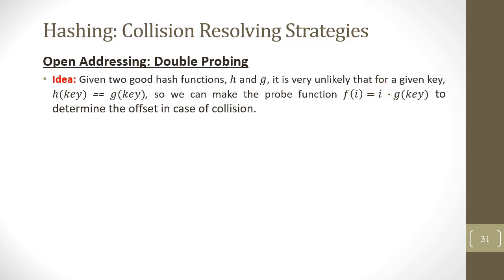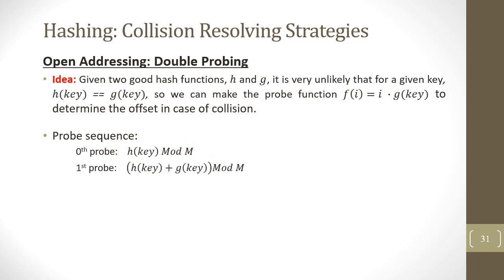The i here represents the probe number, and we will keep incrementing it until an empty slot is found. Now let's see how we will find the probe sequence. Initially, we will just use the actual hash function.